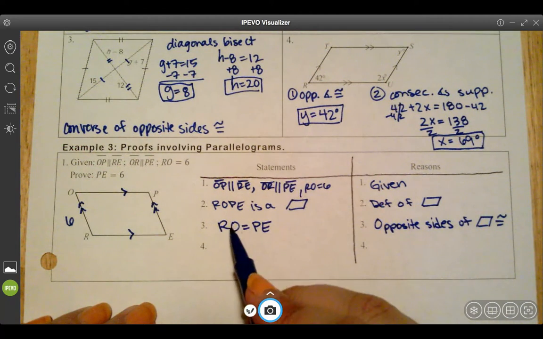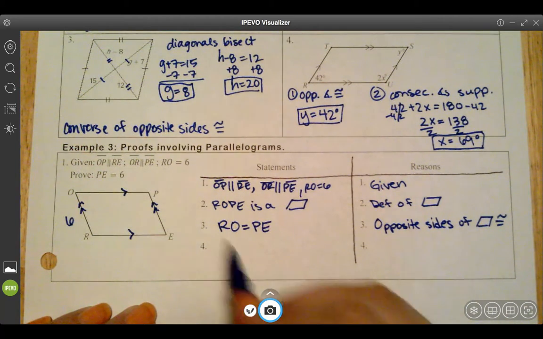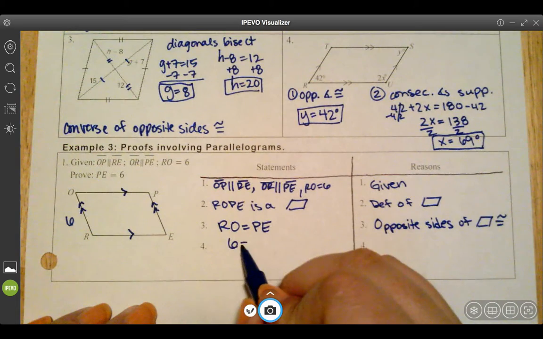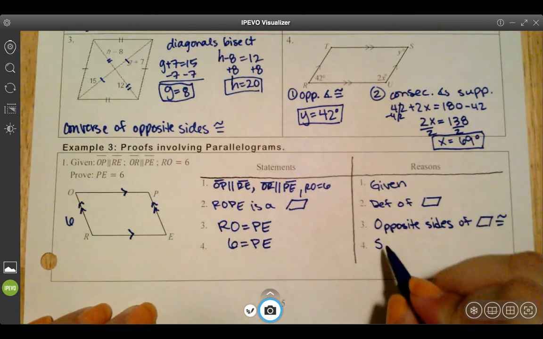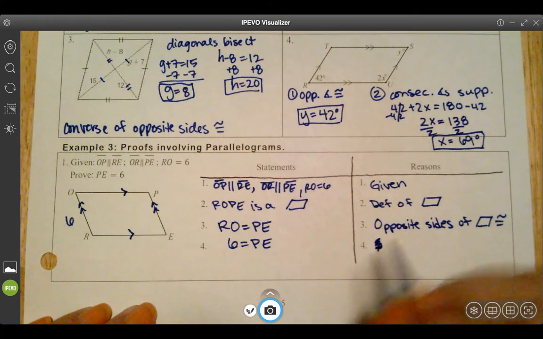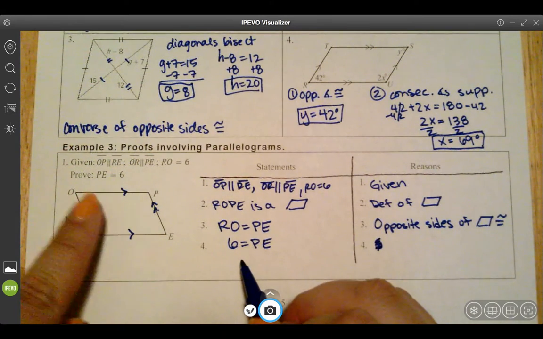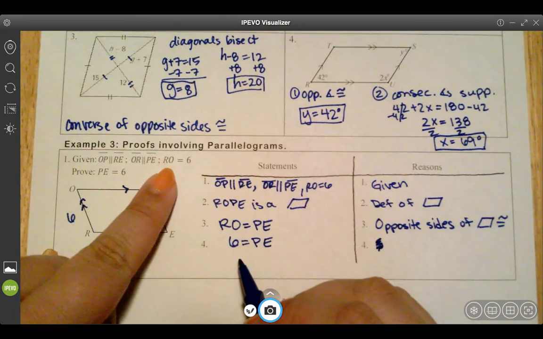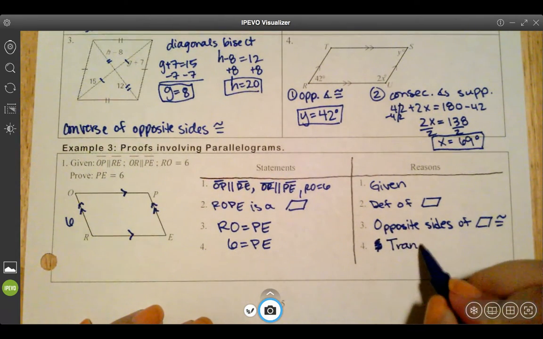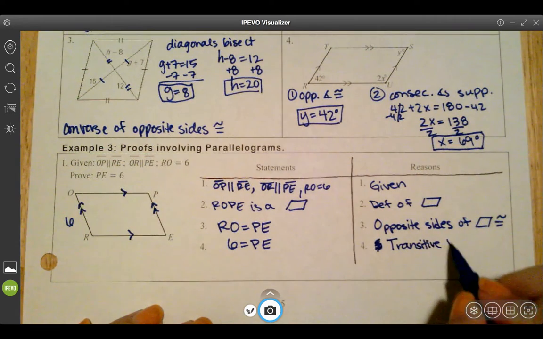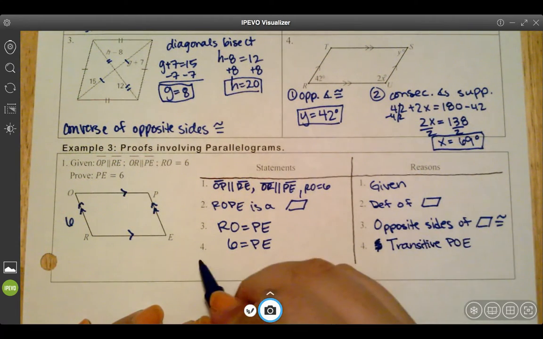And because RO is equal to PE, I can substitute 6 equals PE. That's substitution. I'm going to call it transitive actually because they were both equal to RO. RO is 6, RO equals PE. So this is transitive property of equality. And one more step here.